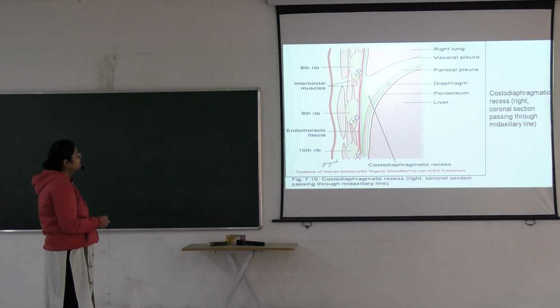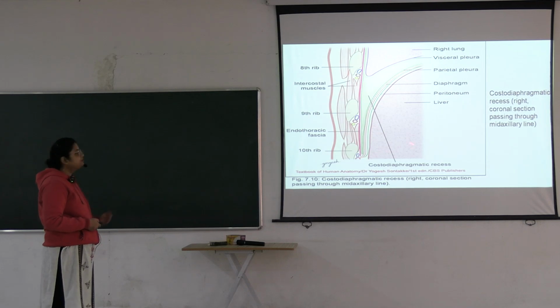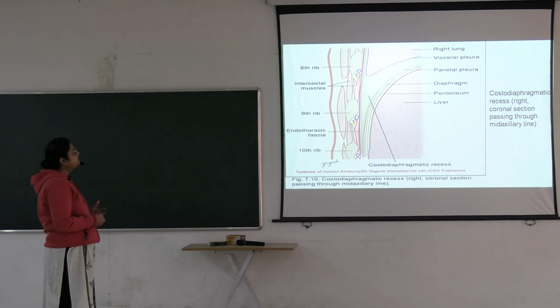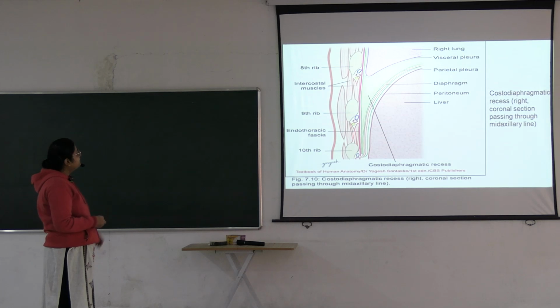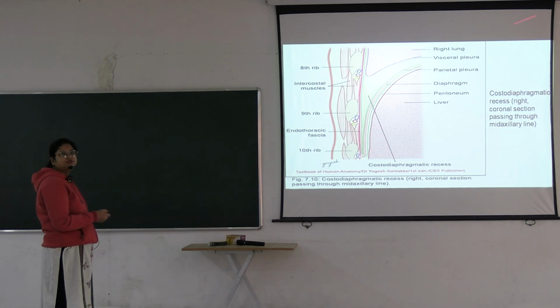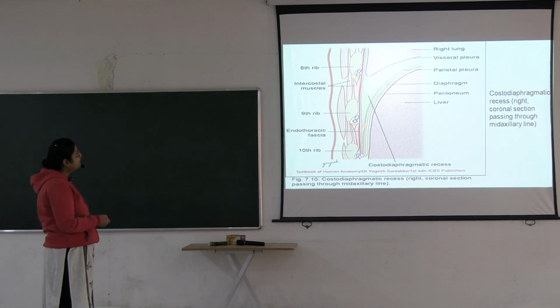See here, this is a section through the thorax. This is the thoracic wall containing the intercostal muscles. This pink one is the endothoracic fascia, and underneath it, the green covering is the parietal pleura, and this is lung tissue and visceral pleura. In between the visceral pleura and parietal pleura, this space near the thoracic wall is the costodiaphragmatic recess.